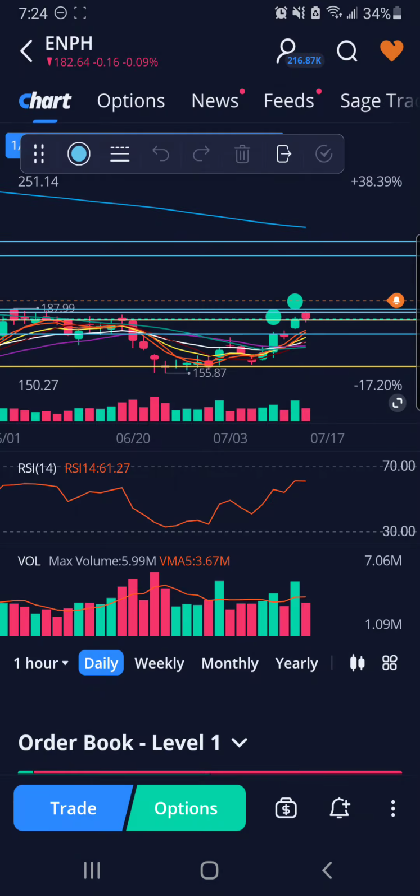So let's get a drawing tool. This would be called a cup. Usually once you form a cup, there's some kind of handle. That's a cup and handle pattern.